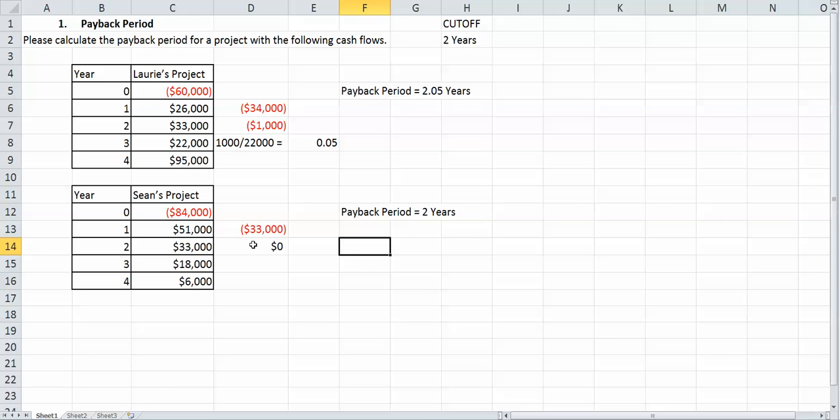And what I said was our cutoff was 2 years. So since it's going to be paid off in 2 years, and our cutoff is 2 years, we would actually accept this project based on the payback period. And as I said before, Lori's is greater than the cutoff period, so we would not go forward with her project.